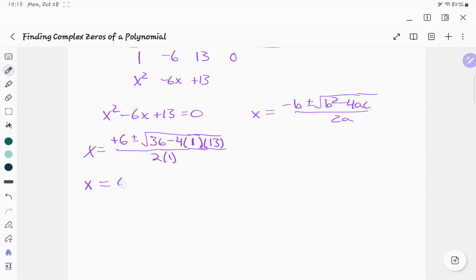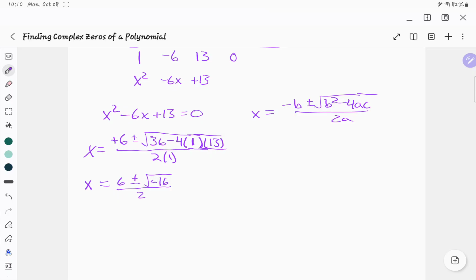x equals 6 plus or minus, and then the inside of this root, the 36 minus 4 times 13, that just comes out to negative 16. So we'll put root negative 16, and then divided by 2. And this you will want to simplify a little bit as much as you can. So the square root of negative 16, right?